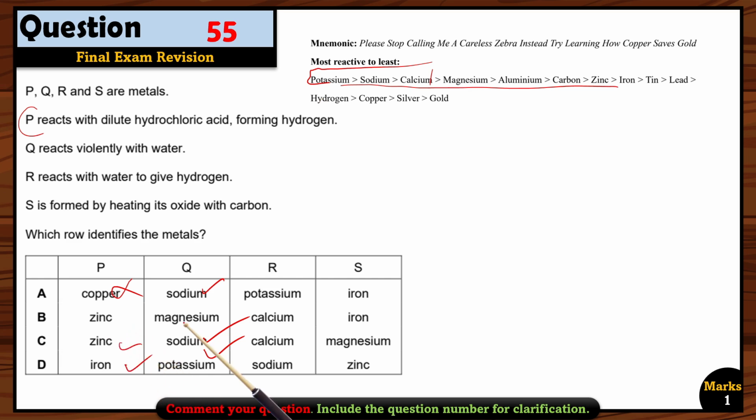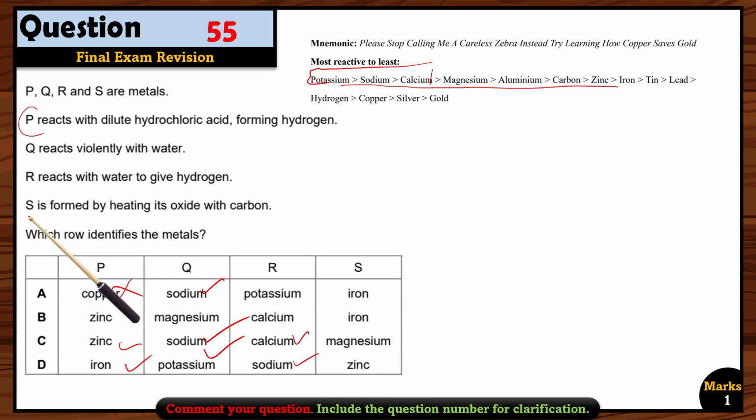Now let's see R. R reacts with water to give hydrogen. So it should be either potassium, sodium, or calcium. We already have sodium and potassium, okay, or calcium. So it means we still have these 2 options that can be right.